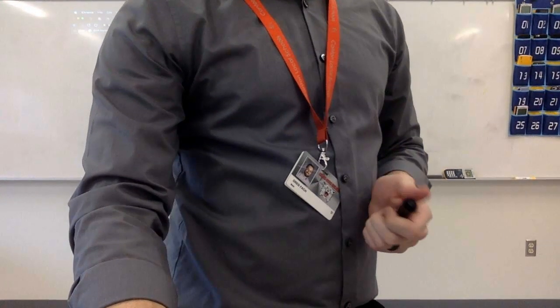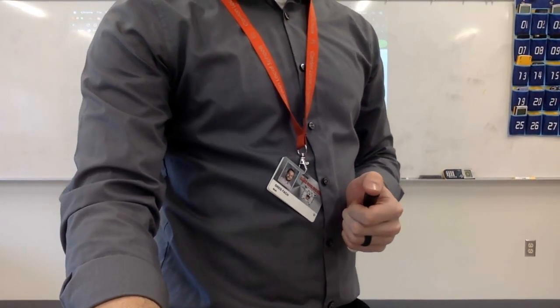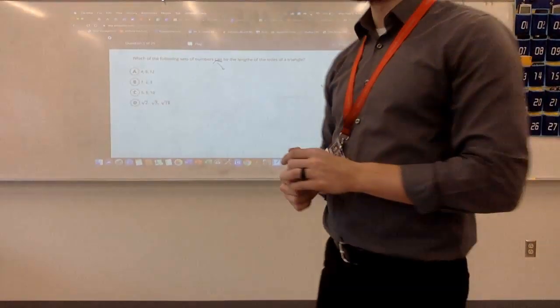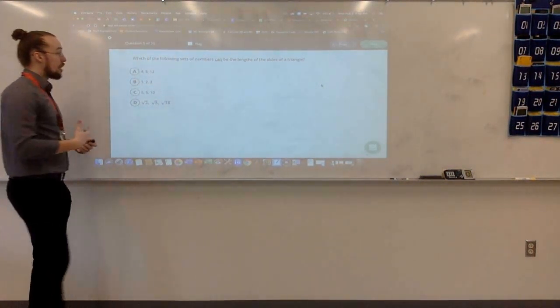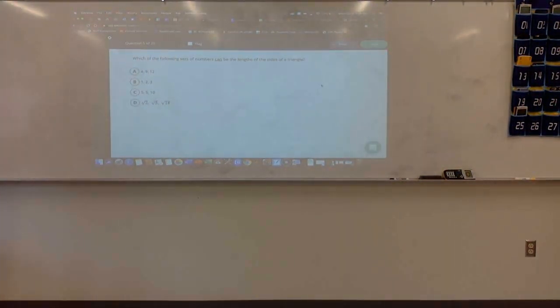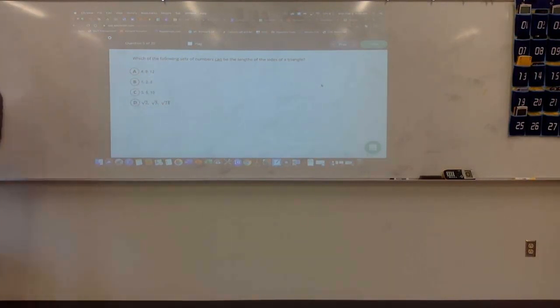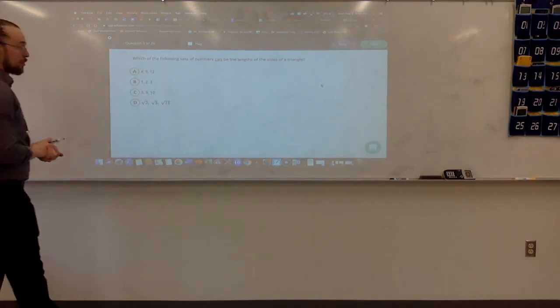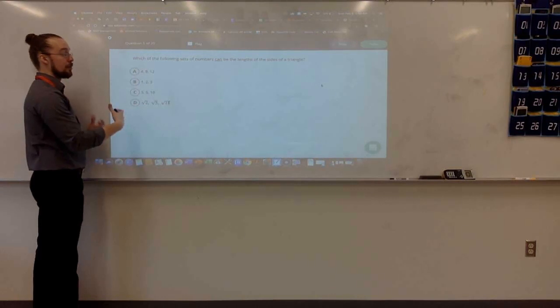Right. Then there were a couple of questions where this was another very commonly missed one. Which of the following sets of numbers can be the lengths of the sides of a triangle? Okay. Our test here was to add the two smaller sides together and see if that sum was larger than the third side. Okay, so we want to say, well, is 1 plus 2 bigger than 3?